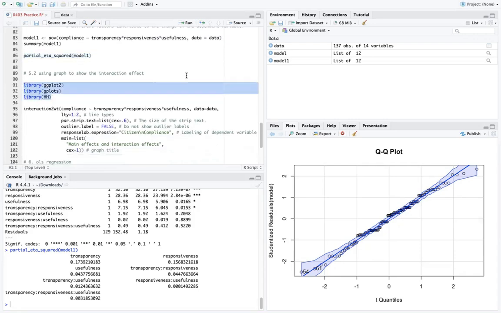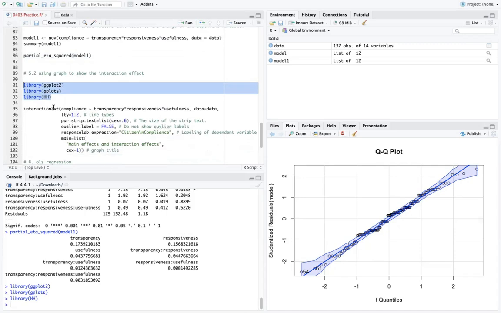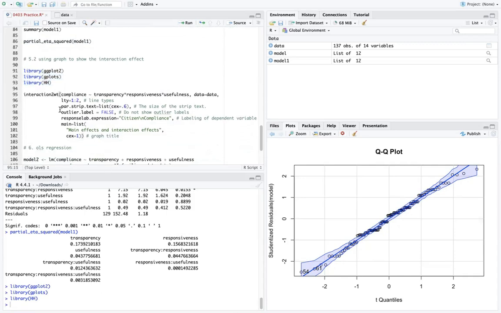Like here, we may use these three packages. So we use this interaction command. Here compliance is the dependent variable, with the independent variables, the data, and the lty means the line types. So here we have 2 types. And this strip text size means the size of the strip text. And outlier label false means we do not show the outlier labels. And the response label expression means we want to label the dependent variable. And also the main means the title of the graph, and the cex means the size of the title.